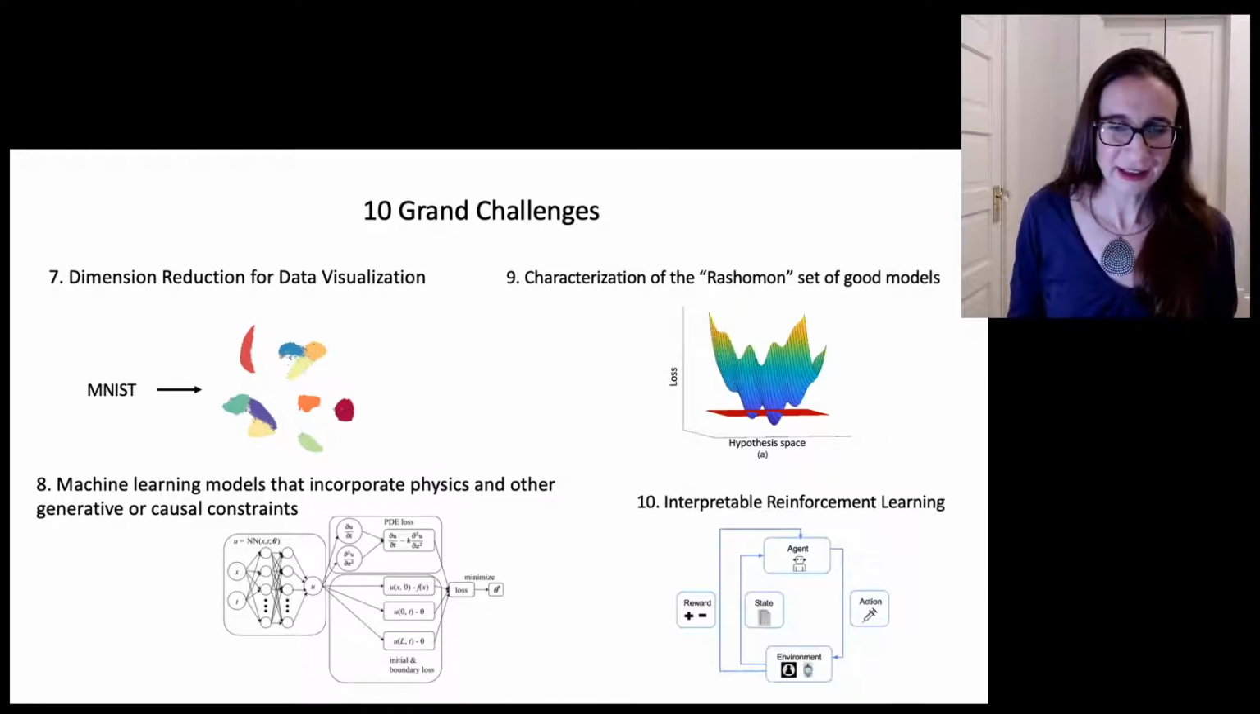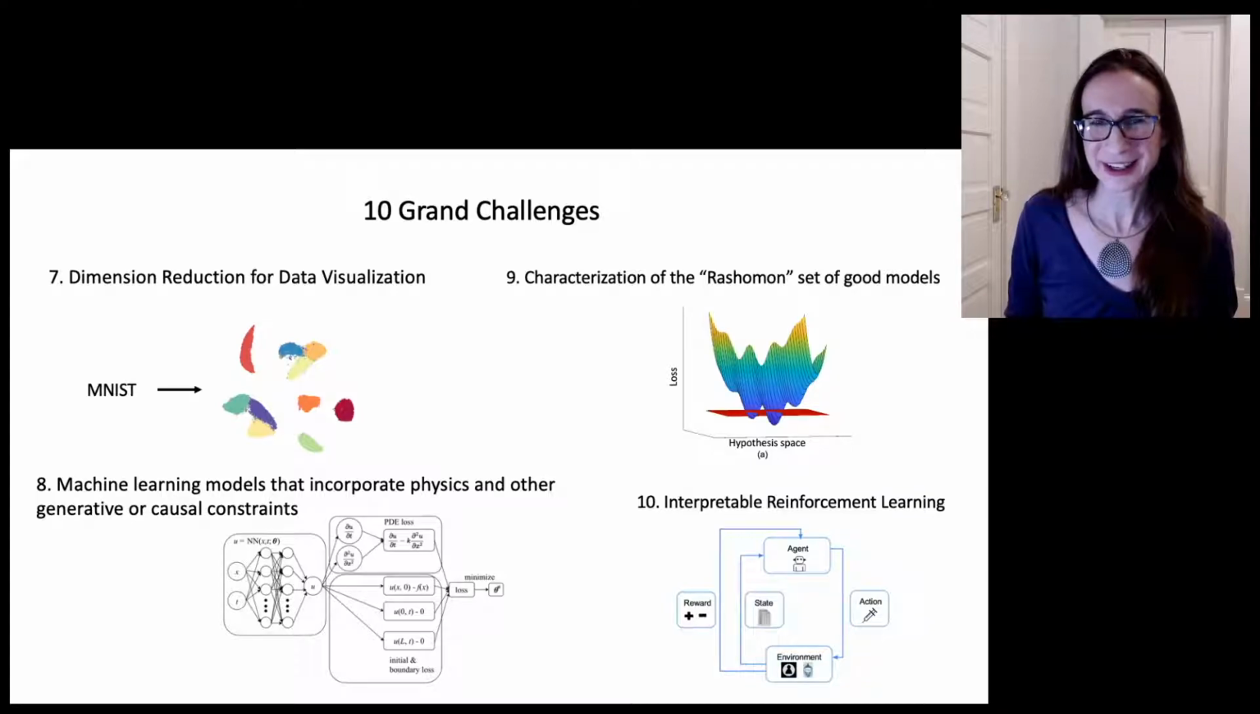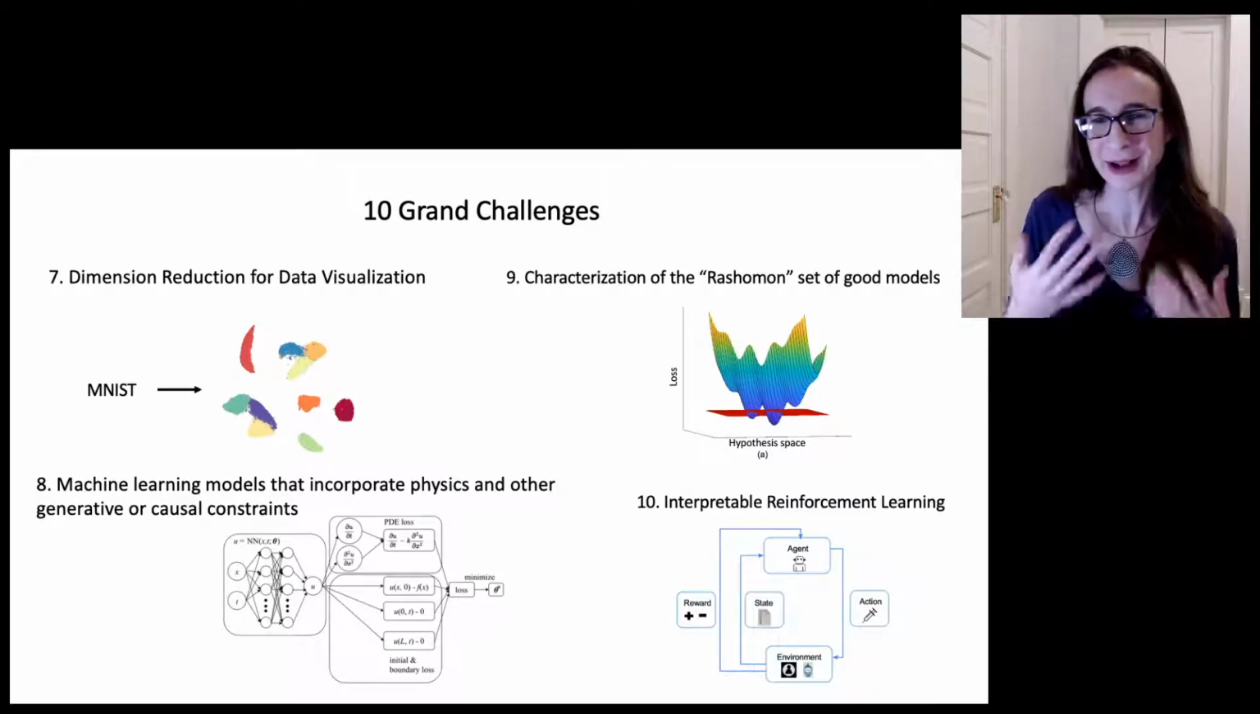And then the 10th one is interpretable reinforcement learning. So you'd like to know here how the agent makes its decisions. You want to know in an interpretable way what's the policy of the agent.